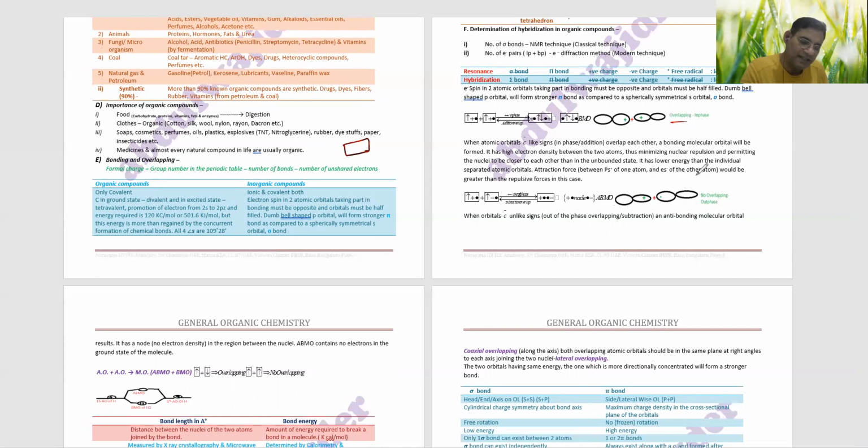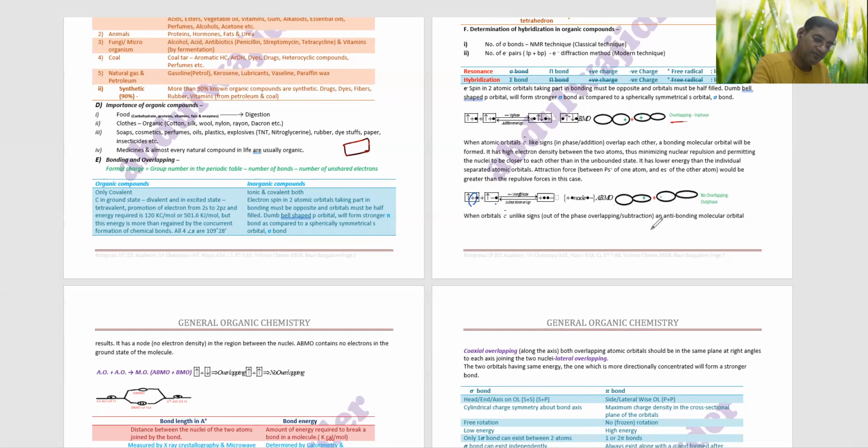It has lower energy than the individual separated atomic orbitals. Attraction force between protons of one atom and electrons of the other atom would be greater than the repulsive forces in this case. Now the second case, where both have opposite signs, then they will be out of phase, subtractive in nature. Overlapping will not be possible, bonding will not be possible, it will be anti-bonding in nature.